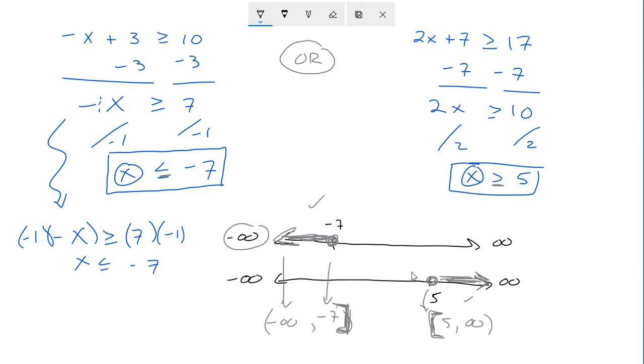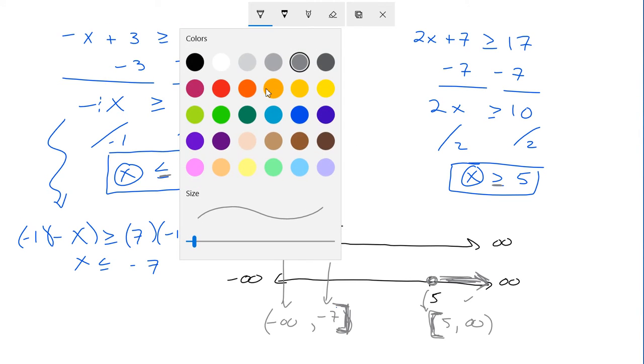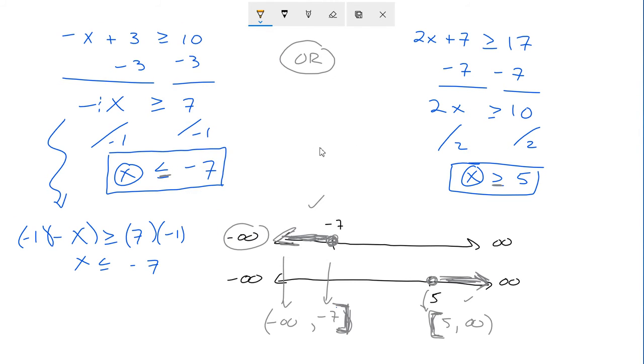Okay? Now, what if I switch this and made it an and? Okay, so if I made this an and problem, that means I have to be in both places at the same time, and that's impossible. And means you look for the overlap, and there is no overlap. So if it's and, there is no solution. If it was an and problem, there's no overlap between these two regions. This region and this region do not overlap at all.